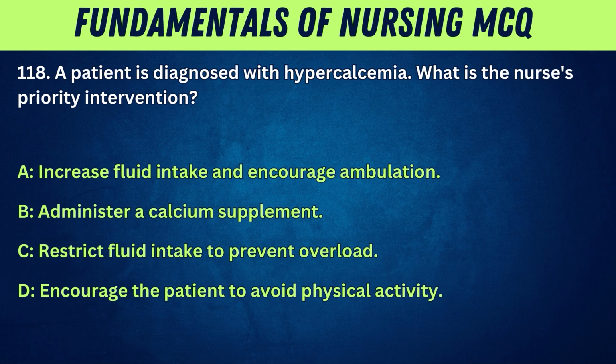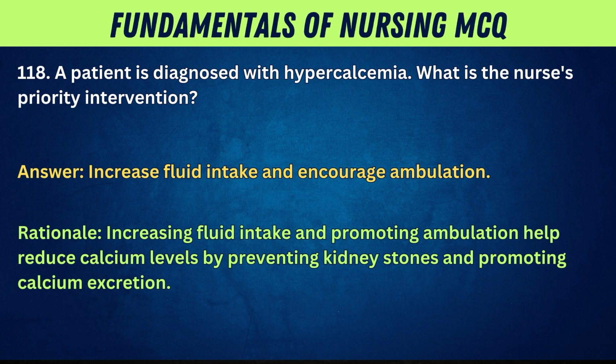118. A patient is diagnosed with hypercalcemia. What is the nurse's priority intervention? A. Increase fluid intake and encourage ambulation. B. Administer a calcium supplement. C. Restrict fluid intake to prevent overload. D. Encourage the patient to avoid physical activity. Answer: increase fluid intake and encourage ambulation. Rationale: increasing fluid intake and promoting ambulation help reduce calcium levels by preventing kidney stones and promoting calcium excretion.